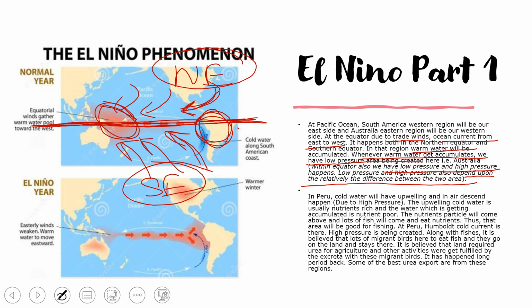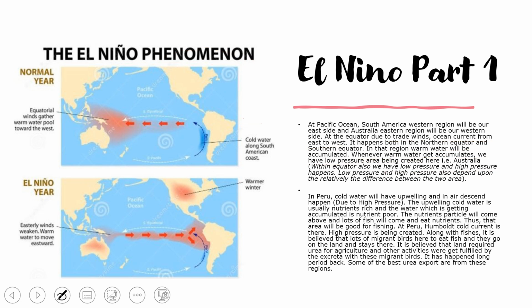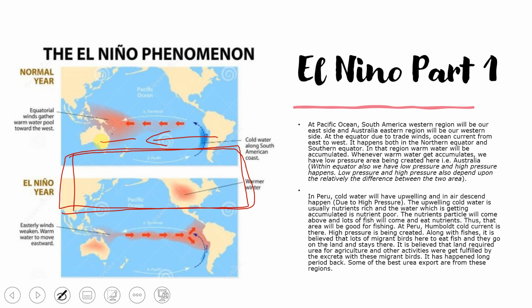Now what happens? Let us suppose this is your tank, this is your ocean. Now warm water is getting accumulated where? In Australia. This is your Australia and this is your Peru. Now just consider the cycle within the water. Deep inside the ocean you will get cold water, and on the top surface you will get warm water. So this cold water will go here and this cycle will move here.